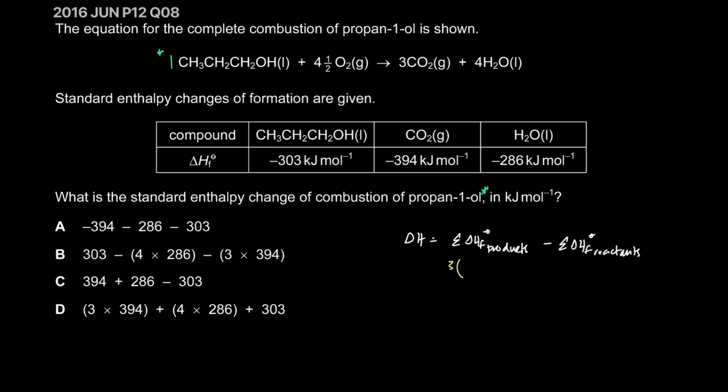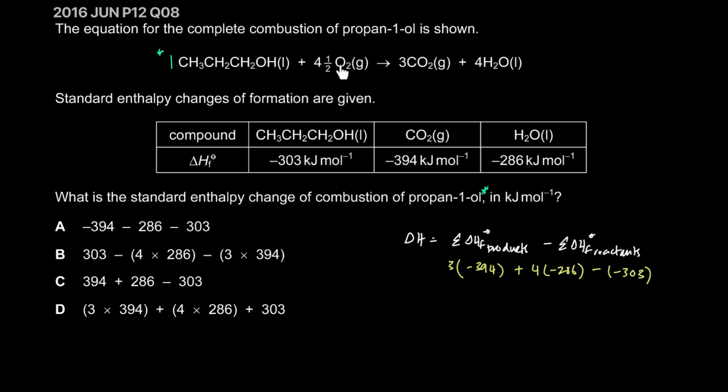So the enthalpy change of formation of products will be 3 times the number of moles of carbon dioxide. So that's 3 times negative 394. Then we have 4 moles of H2O in the product, so we're going to add the enthalpy change of formation of that. So we have 4 times negative 286. And then we're going to subtract the enthalpy change of formation of all the reactants. Now here we just have the enthalpy change of formation of propan-1-ol, which is negative 303. So that'll be minus 303. We're going to subtract the enthalpy change of formation of the reactants.